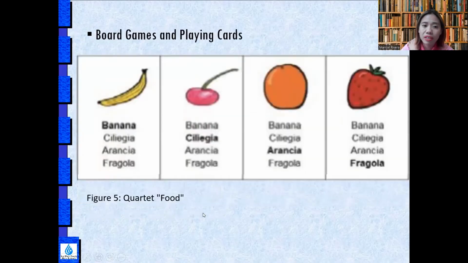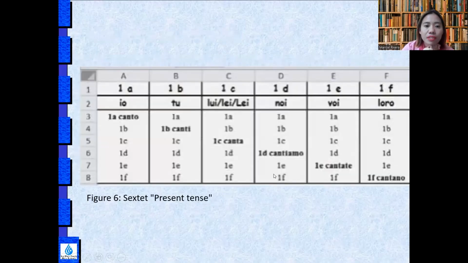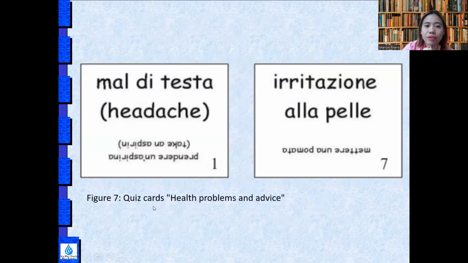Now, board games and playing cards. So for example, ordering food, you're going to make use of Excel to provide information, which we could see as a kind of image. So if you are going to do something like this, you could use Excel to produce this. And then sextet present tense. So you get the tenses of the verb. You can do this activity. And then quiz card.